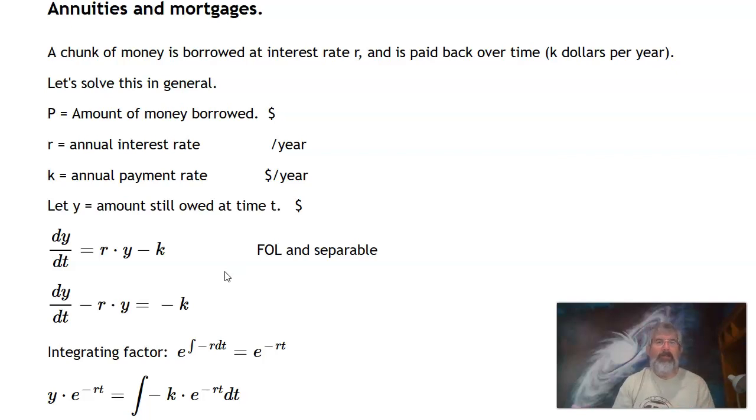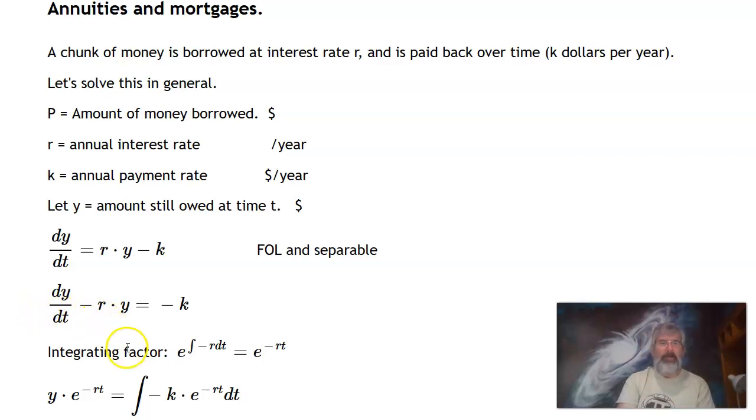And just because I've solved a bunch of them in the previous videos as separable, I'm opting for kicks here to do this as a first order linear. So I'm going to take the ry and move it over to the other side of the equation, so it's a minus ry over here.